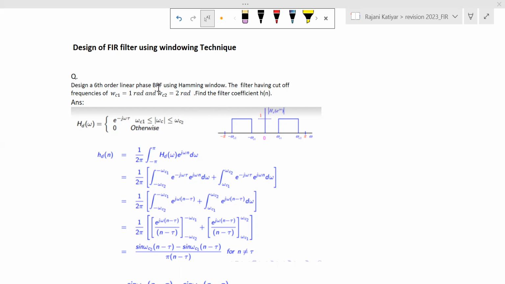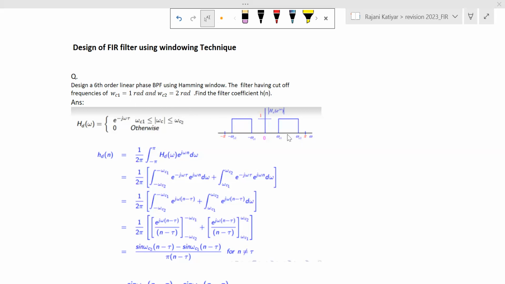As the question is based on a bandpass filter, we have to look into the cutoff frequencies of the bandpass filter. The cutoff frequencies given in this question are in digital frequency, where the lower cutoff frequency is 1 radian and the upper cutoff frequency is 2 radian. As we all know, in the case of FIR filter design, the frequency is taken in the form of digital frequency, and the range for the digital frequency is between -pi to pi. Here the cutoff frequency is given between the range of 1 to 2 radian.